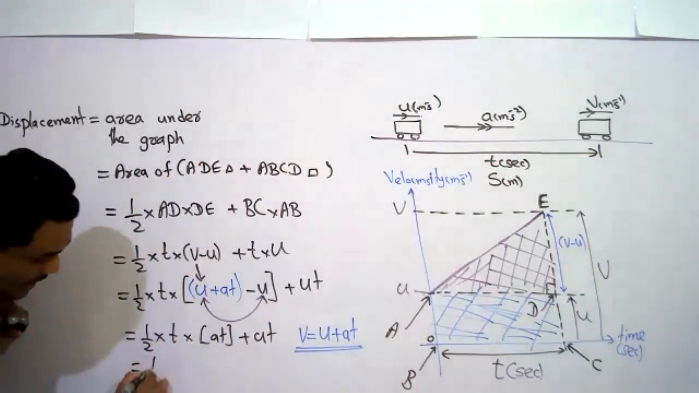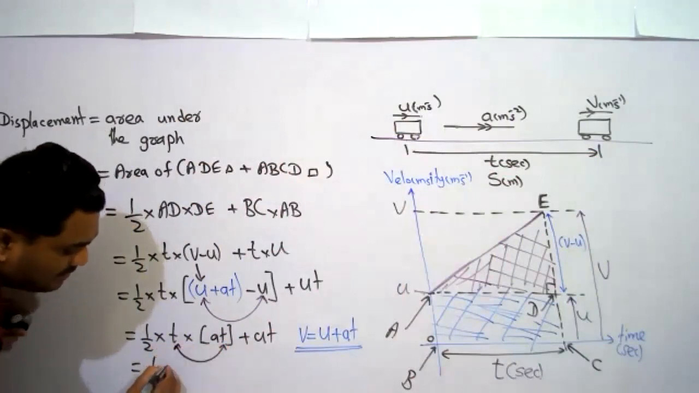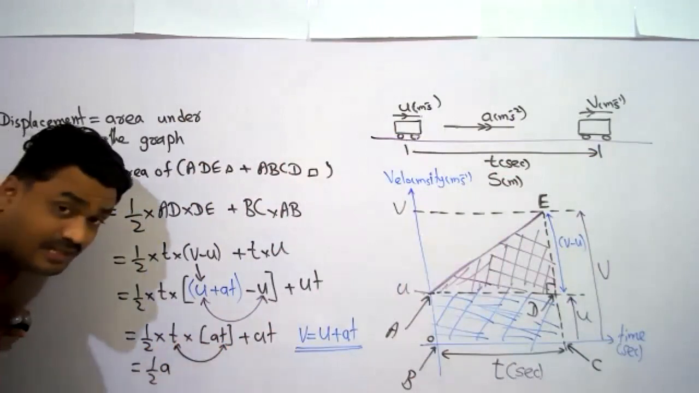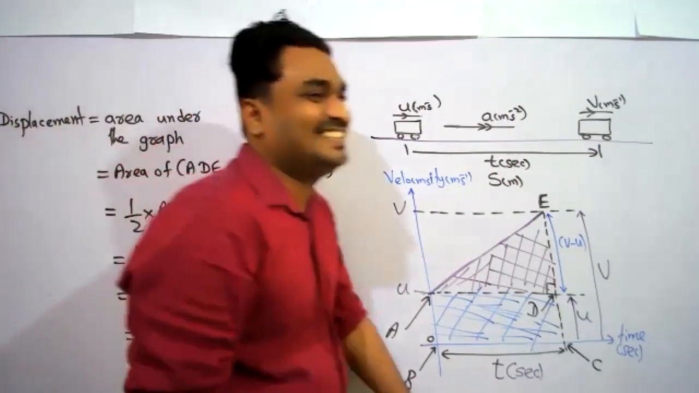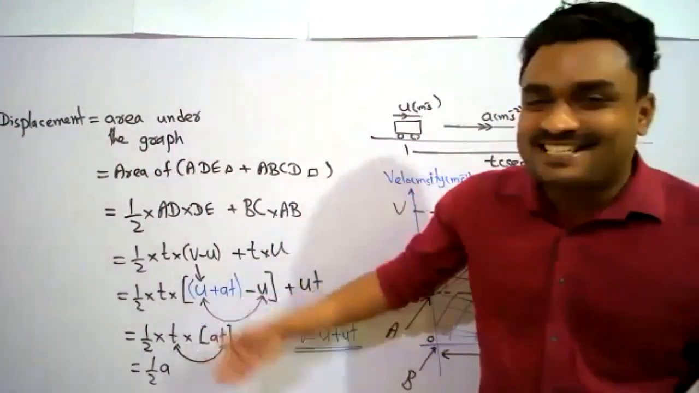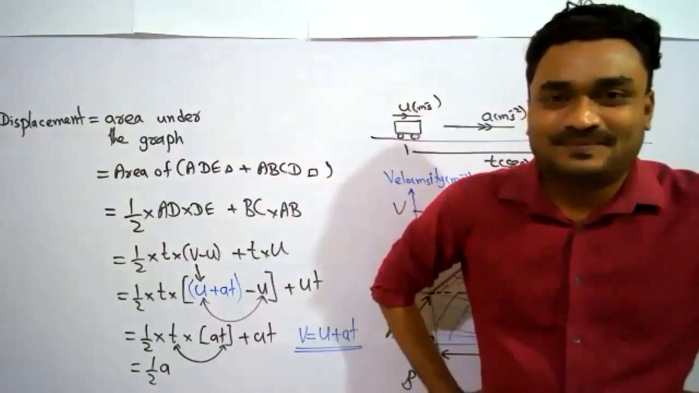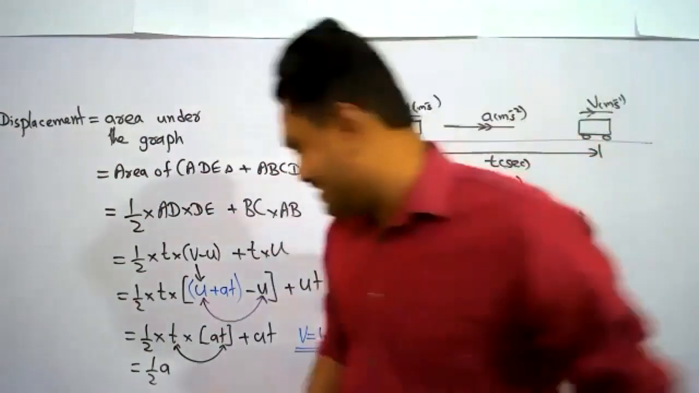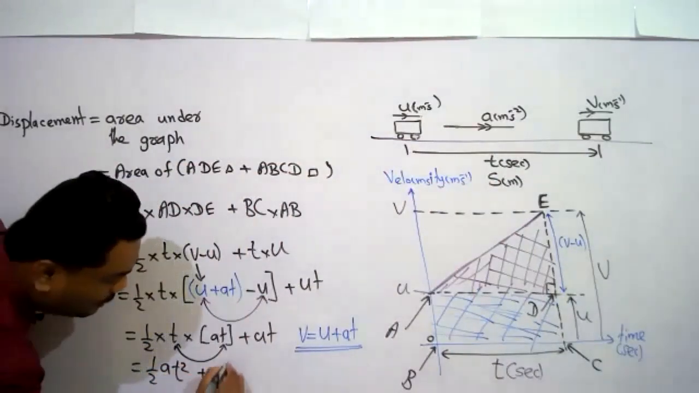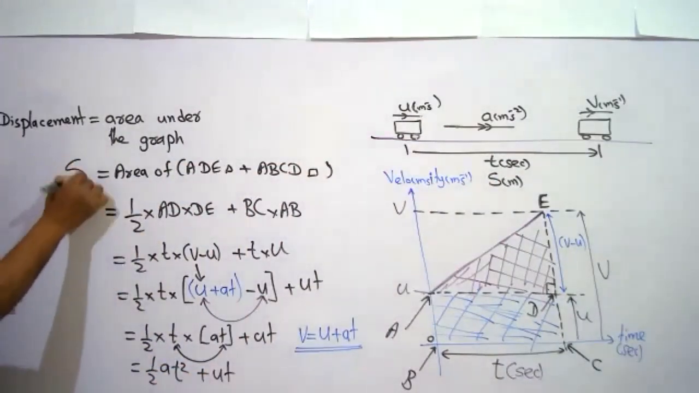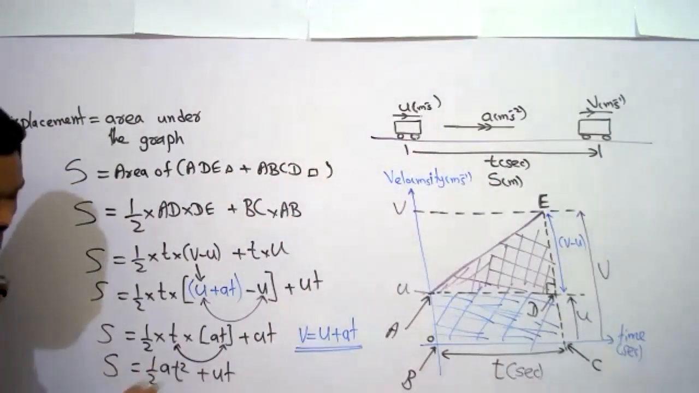So this is half, what is t into t? Lamai, t times t, squared. T multiplied by t, what is it? T squared, sir. T squared plus ut. So what is this here? Displacement is S. S equals half at squared plus ut.